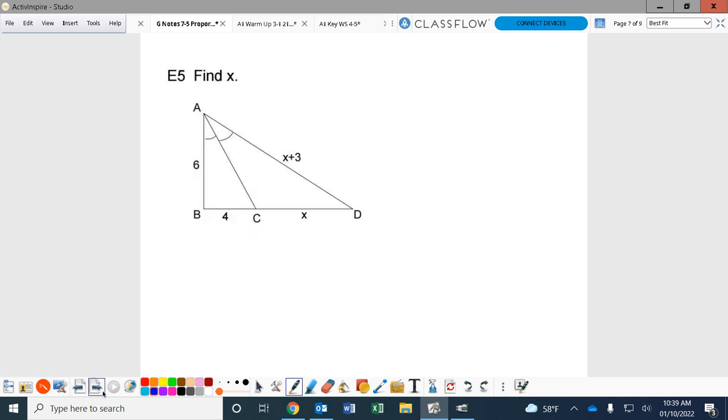So, set up this problem. You tell me when we set up this proportion, what is going to go over here on the top left? 6. Good. Put this 6, guys. This one on the outside. Over what? Over the 4 that goes on the bottom. And then on the other side, what's going to go on the other side on the top? X plus 3. The x plus 3 goes here. And then the x goes on the bottom.